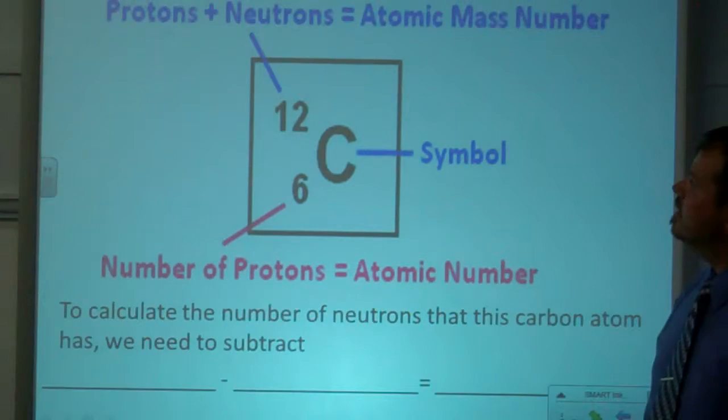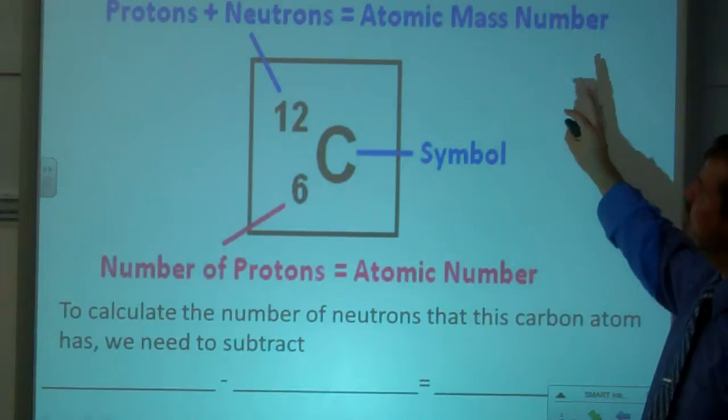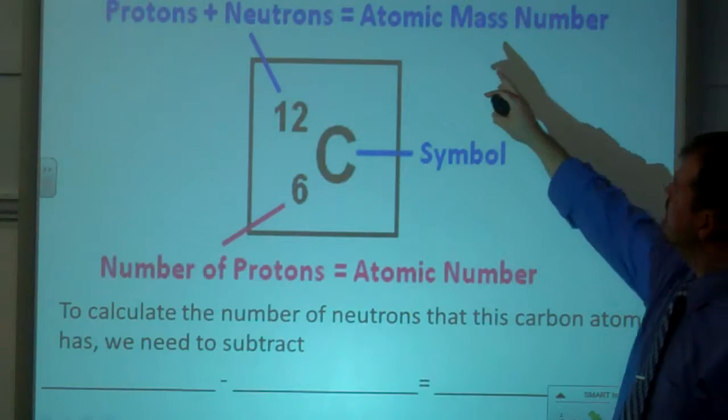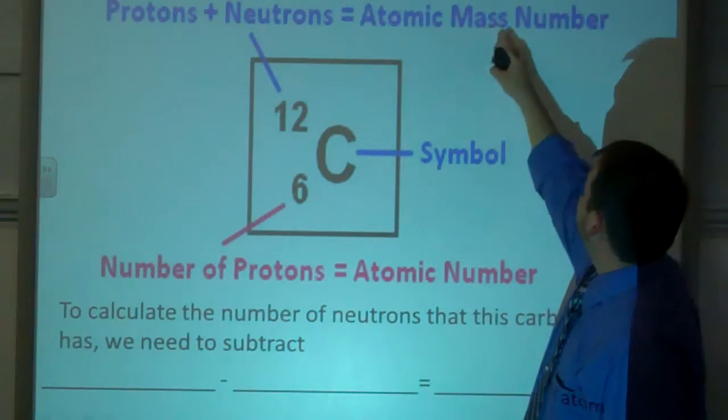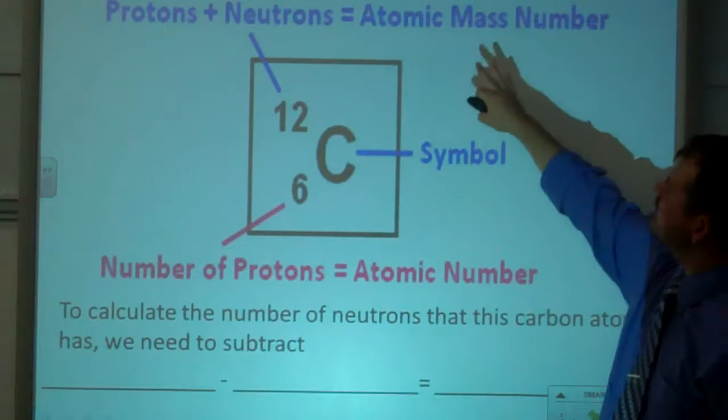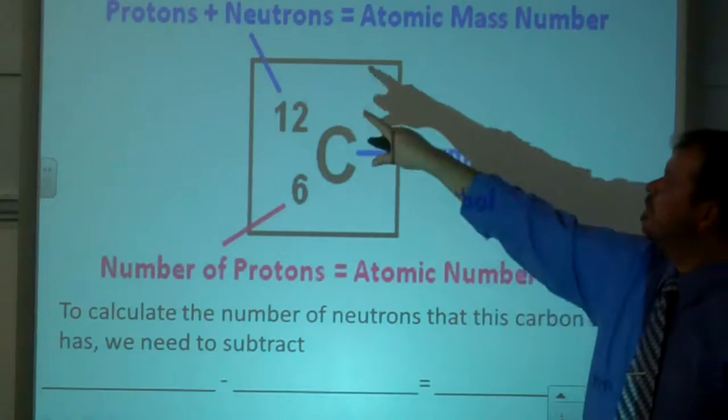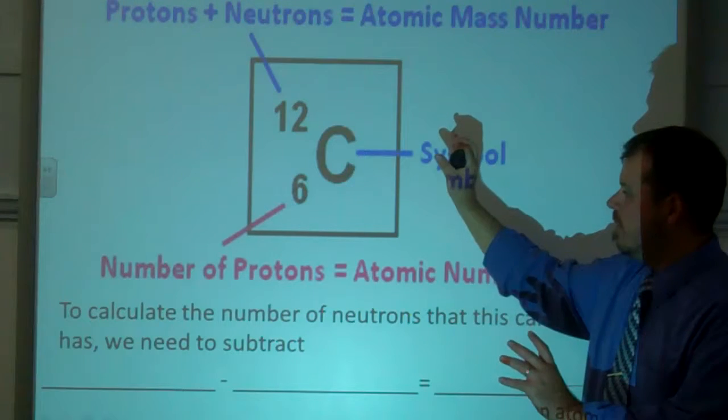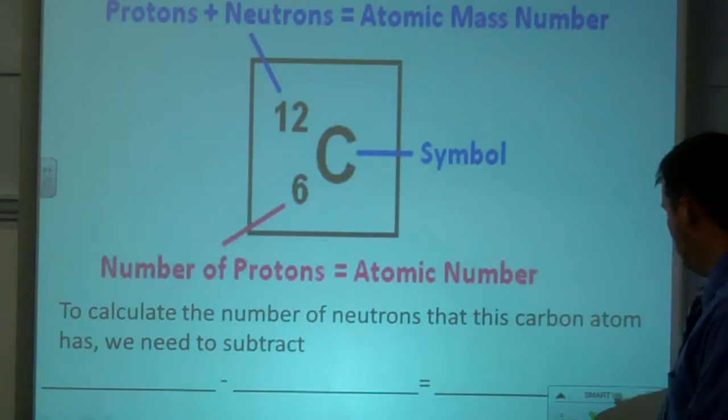Okay? Up top is what we call the atomic mass, or the mass number. Either way, you might see atomic mass, you might see mass number. Okay? Mass is the key part. What has mass? Protons and neutrons. We add them up. So let's do a sample calculation.